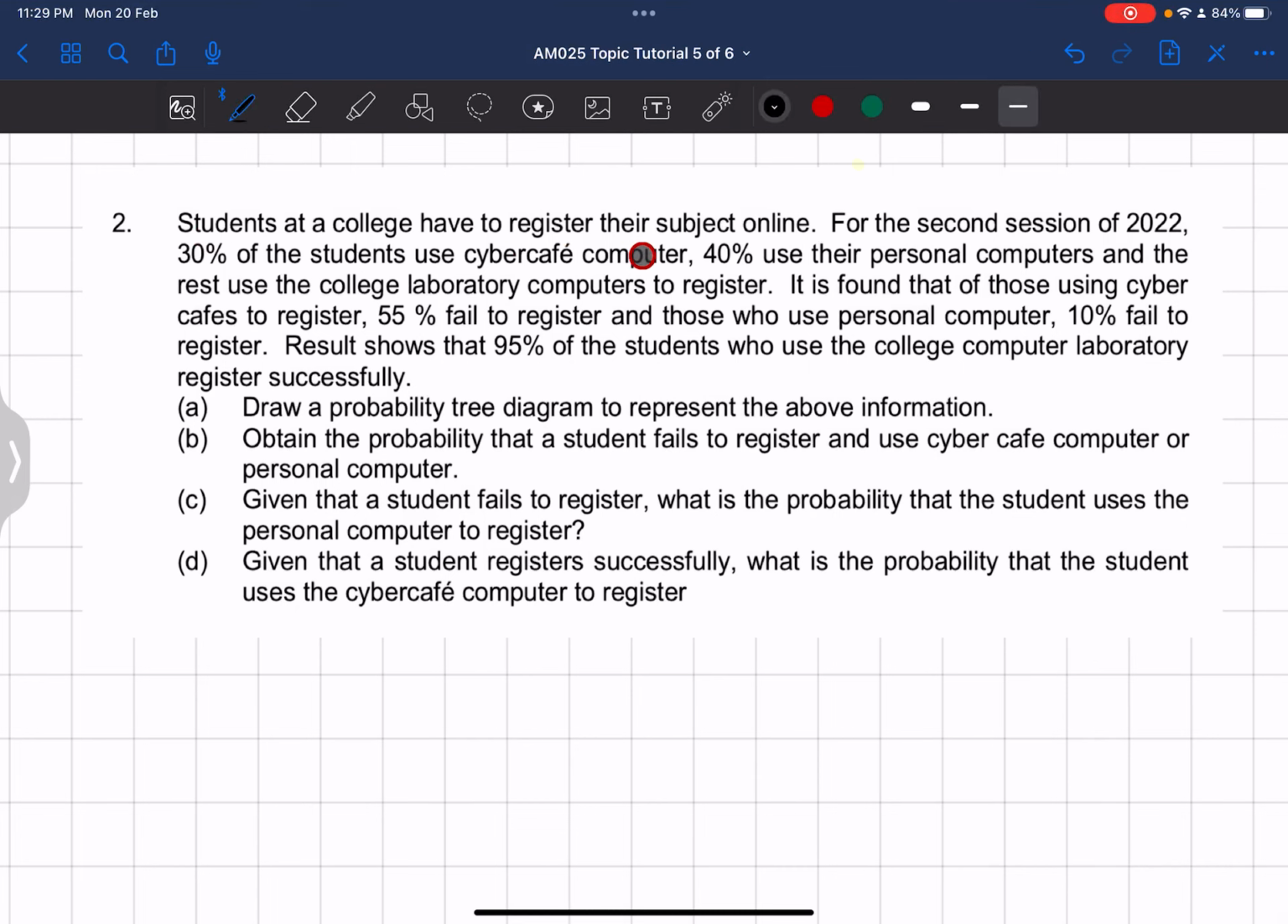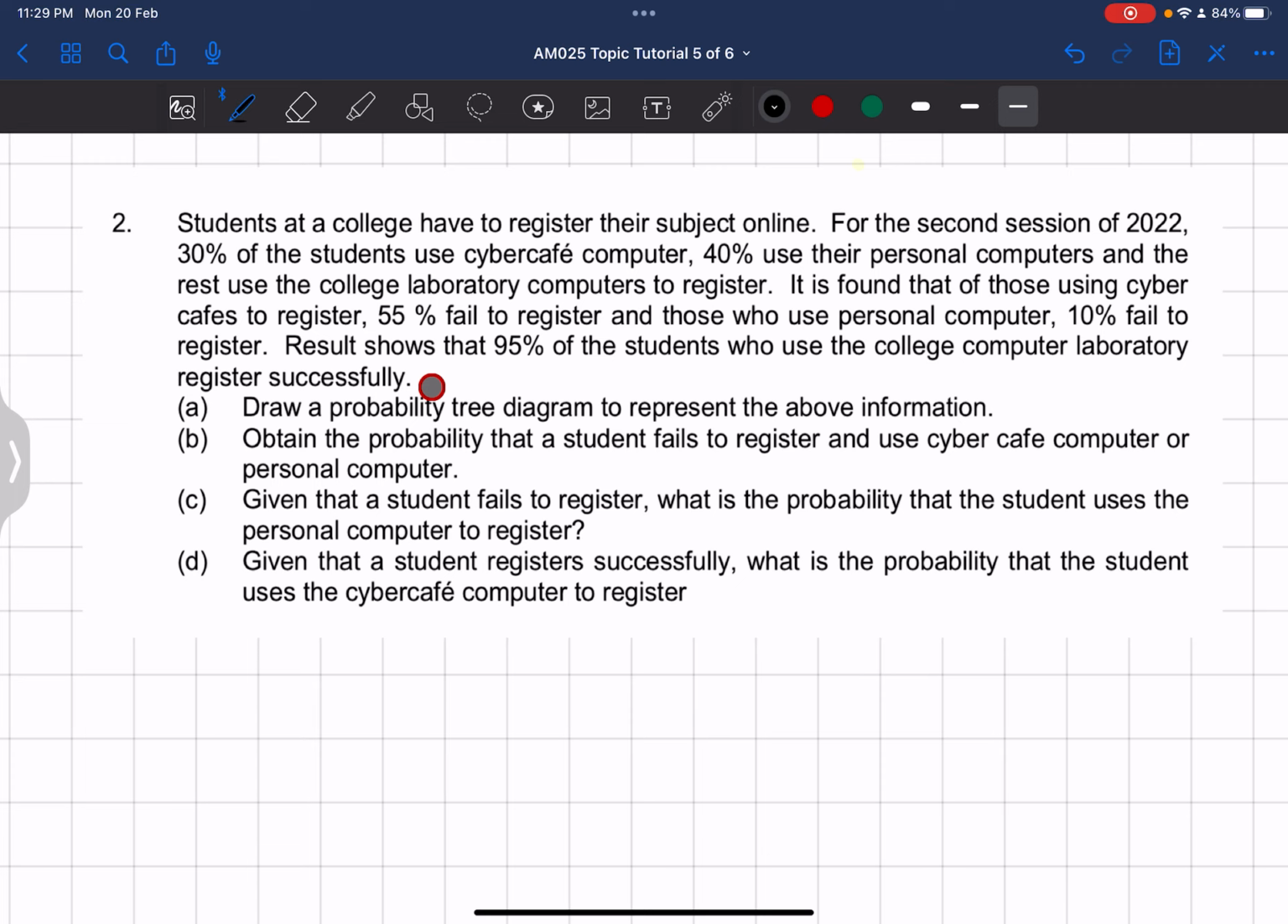Students at the college have to register their subject online. For the second session of 2022, 30% of the students use cybercafe computers, 40% use their personal computers, and the rest use college laboratory computers to register. It is found that of those using cybercafes to register, 55% fail to register, and of those who use personal computers, 10% fail to register. Results show that 95% of the students who use the college computer laboratory register successfully.